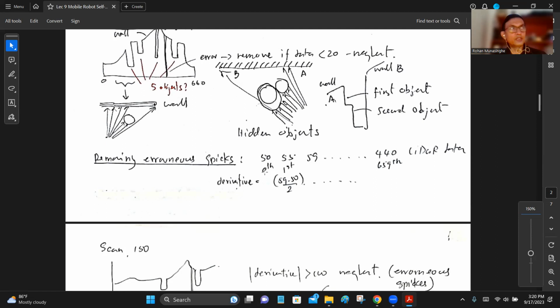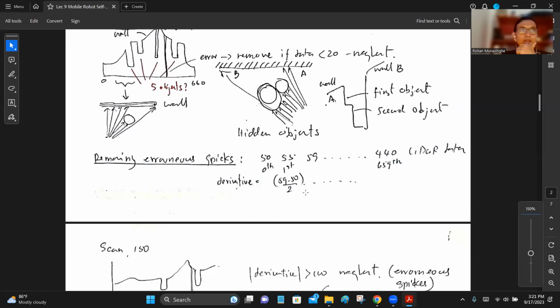Increasing, and this zeroth beam is the first beam, second beam, like that, right? So what you do is you calculate the rate of change from first beam to the second beam, second to third beam, right? One way you can do that is that, okay, you deduct, say 59, deduct 50 from 59, that is beam number 2 minus beam number 0, divide by 2, the two angle steps, and you get the derivative.